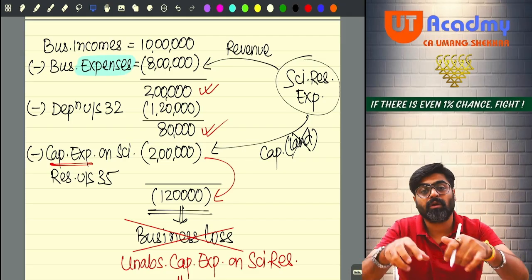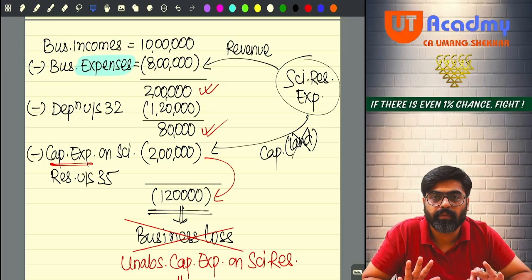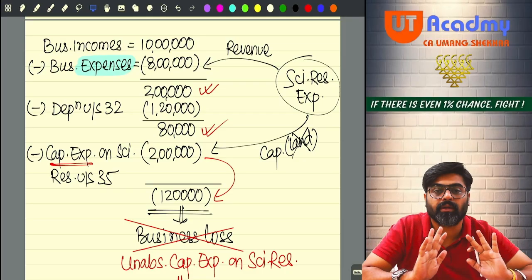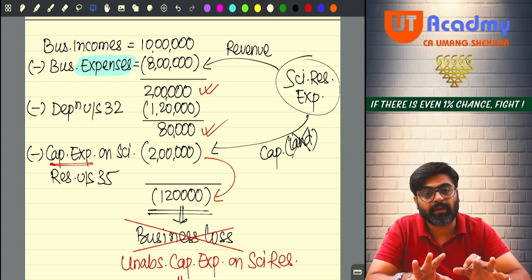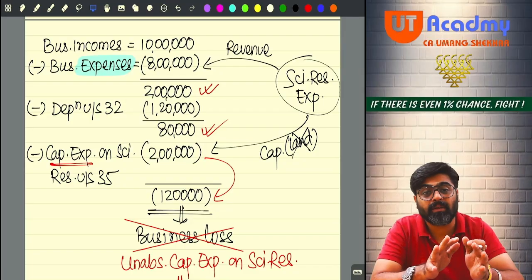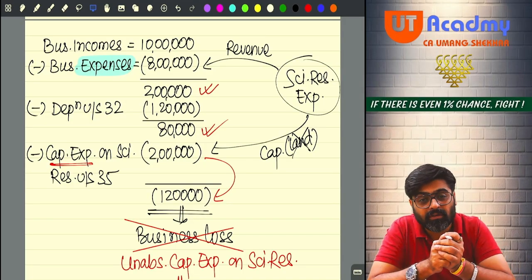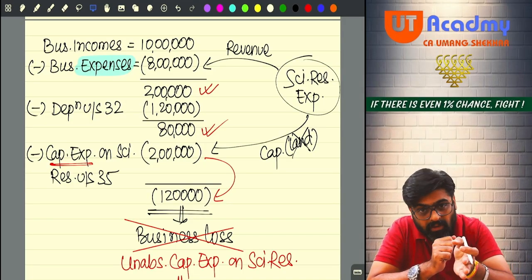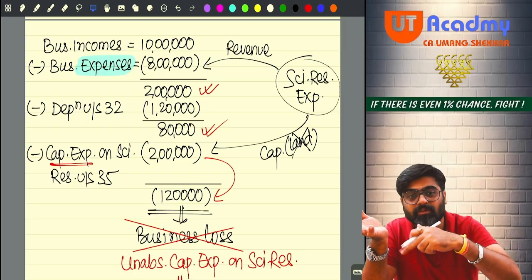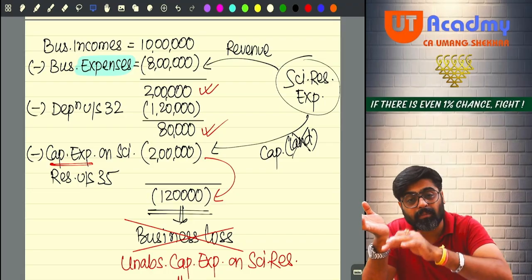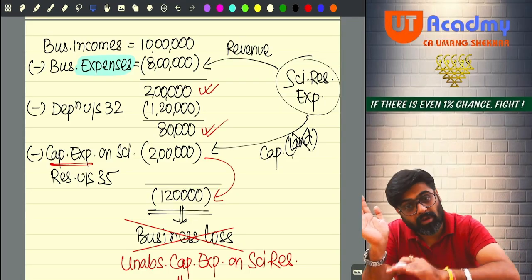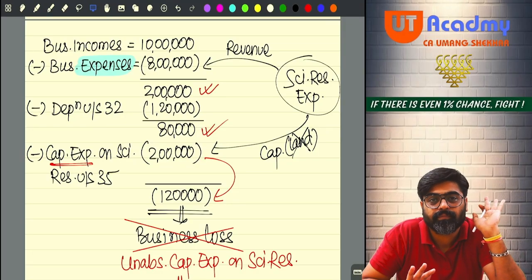Post commencement also allowed, pre commencement also allowed. Post commencement will be allowed fully in the year in which it is incurred, and pre commencement will be allowed fully in the year of commencement. But pre commencement means date of commencement of business, immediately prior to that, within 3 years. Whatever pre-commencement revenue as well as capital expenditure other than cost of land will also be allowed as a deduction.